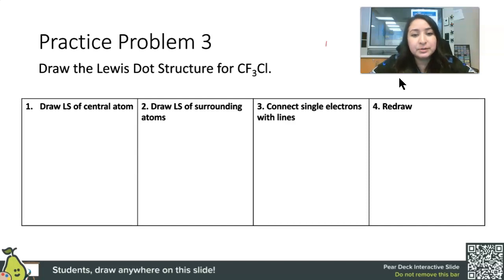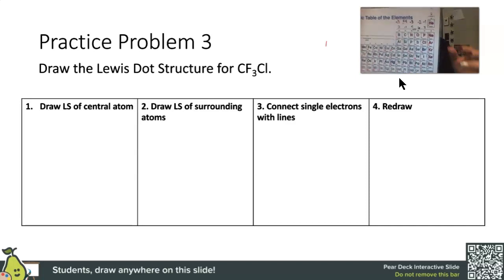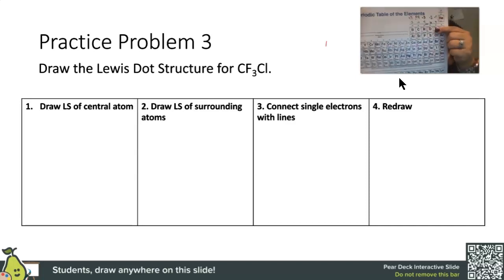Which one would go there? Between C, F, and Cl. Go ahead and pause the video and choose your answer. If you chose the one that goes in the center, it is your least electronegative element on the periodic table. Remember, it can never be hydrogen. And we're choosing the least electronegative element. The most electronegative element is fluorine.